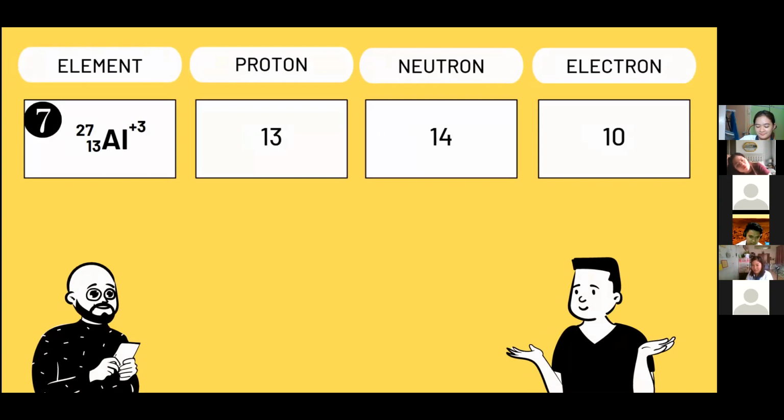So, sa Al, meron ang atomic number niya is 13. 13 ang proton, neutron, 27 minus 13 is equals to 14 ang neutron. Then, ang electron, 13 minus 3. 13 minus 3 is equals to 10. Yeah. Ganun ang pagkuha ng proton, neutron, electron.